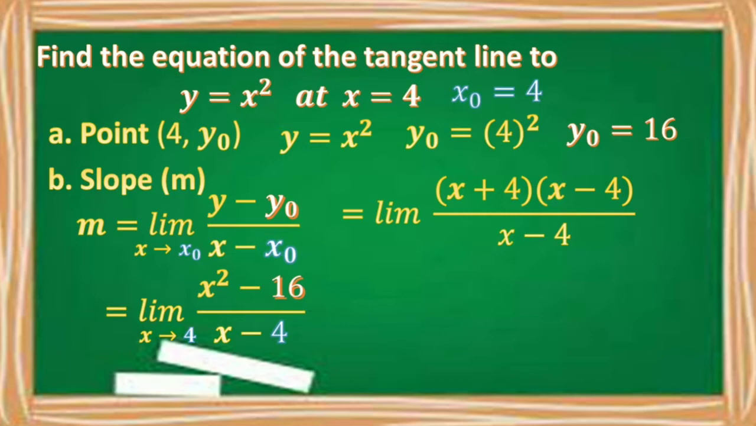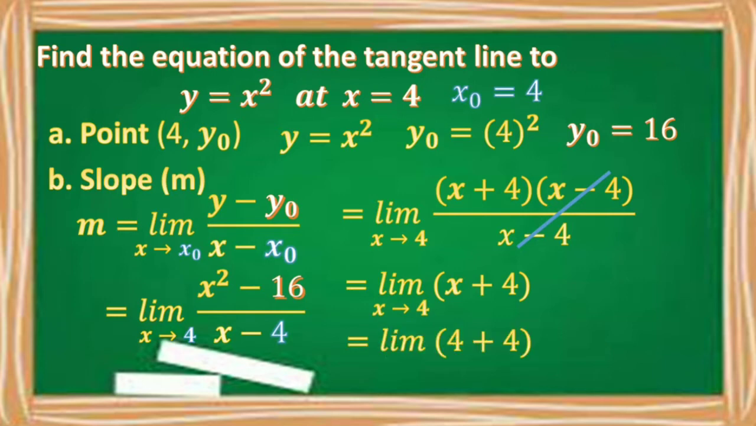over x minus 4 as x approaches 4, so that we can cancel out x minus 4. And what is left is the limit of x plus 4 as x approaches 4. Then x plus 4 will become 4 plus 4. So we have the limit of 4 plus 4 as x approaches 4 by substituting the value of c or x sub 0. Therefore, m is equal to 8.